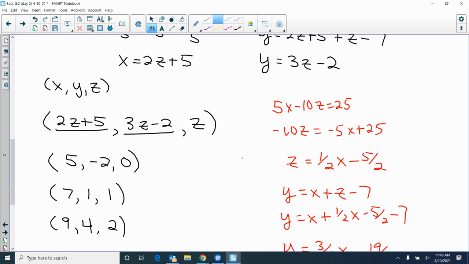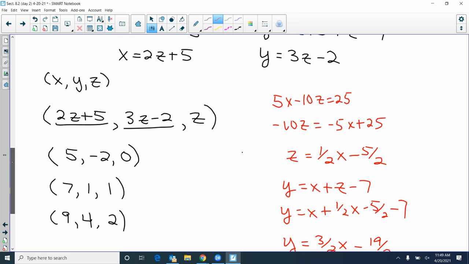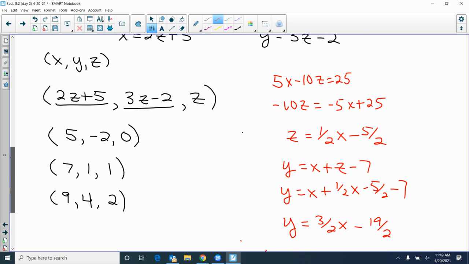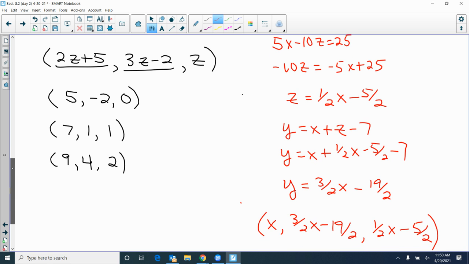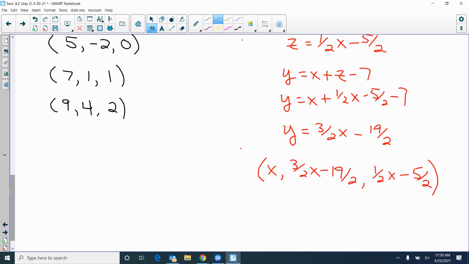Negative 10z, negative 5x plus 25 divided by that. That should be 1/2 x minus 5/2. Is it right? Yeah. So I plug in 7. Oh, I did my multiplication wrong. That's right. There we go. So there you go. So it still works. So all you gotta do is list me 3 measly answers for those.